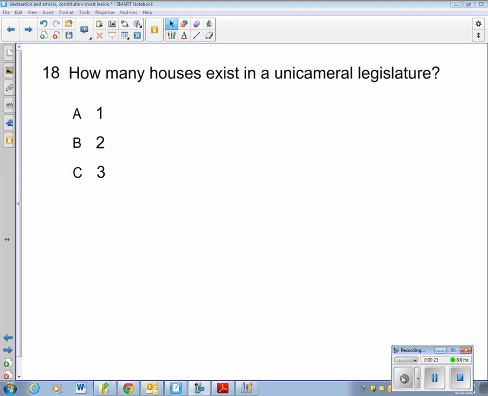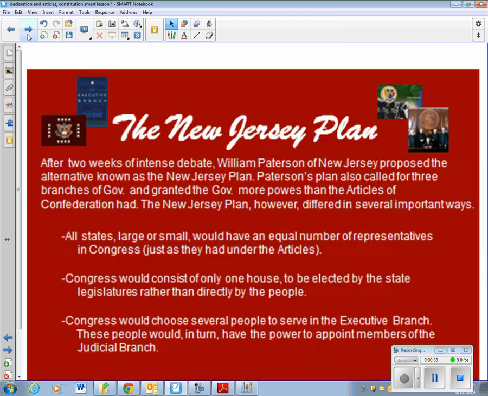All right, so we saw the Virginia plan in our last video, and that did not pass because of opposition from the small states. So our next question to ponder is: how many houses exist in a unicameral legislature? And by now you've probably figured out that it is 1. So we need to know bicameral is 2, unicameral is 1. All right, so the Virginia plan is defeated.